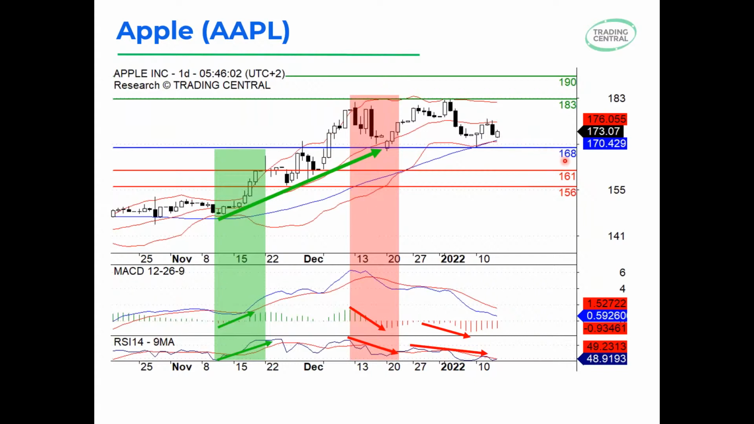Key support is at 168, because I can see that the 20-day and 50-day moving averages are still well directed and well placed. Of course, if it crosses below 168, I will turn bearish. Meanwhile, you have to see if this MACD histogram and RSI will improve. So have a look.